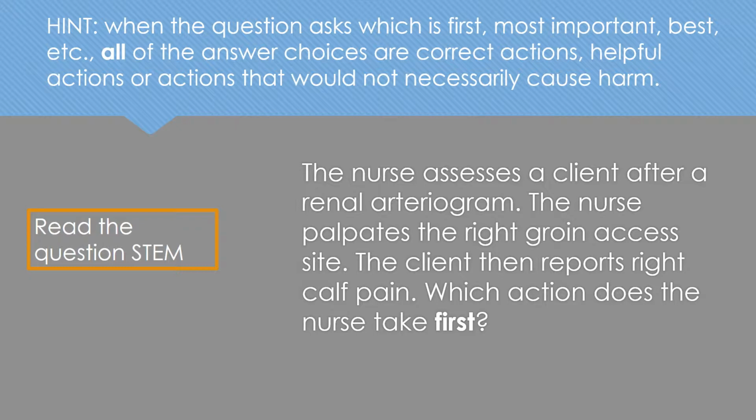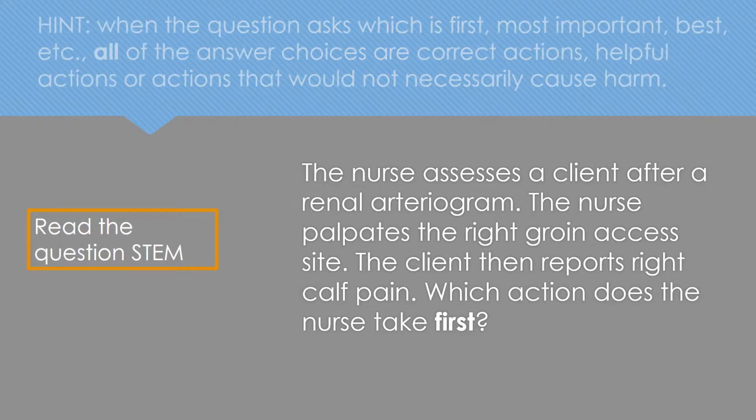Read the question stem. Pay attention for any keywords such as first, most important, best, priority, initially. Those indicate that it is a prioritization question. That means all of the answer choices are going to be correct actions. They're going to be things the nurse should consider doing.